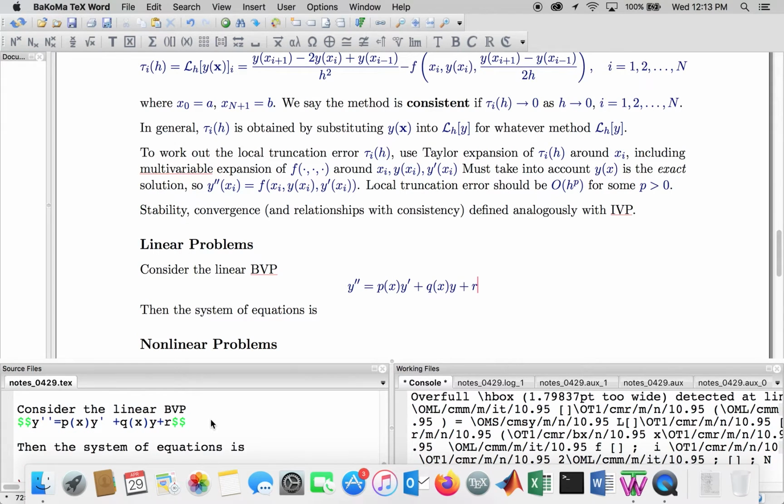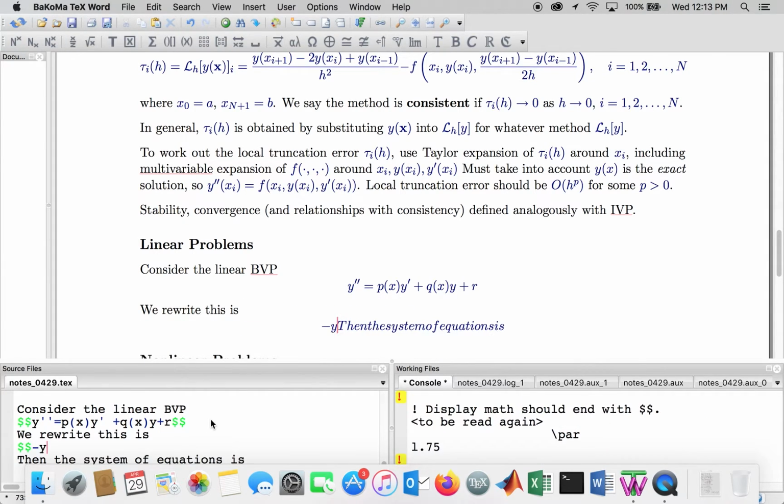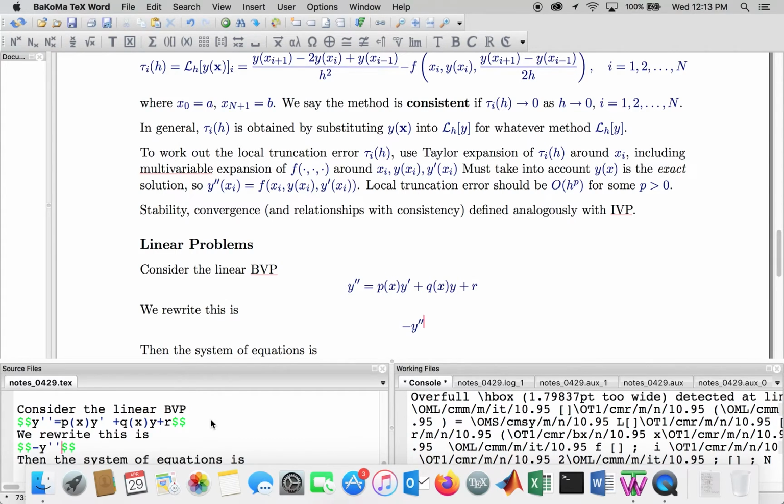Before I talk about how it's rewritten, minus y double prime plus p of x y prime plus q of x y is equal to r, and r is a function of x. Okay. So I'm just moving a y double prime to this side, the side of p and q, and there should be a minus here, and r of x is moved to the opposite side.